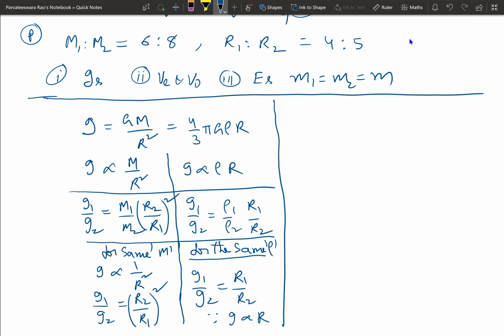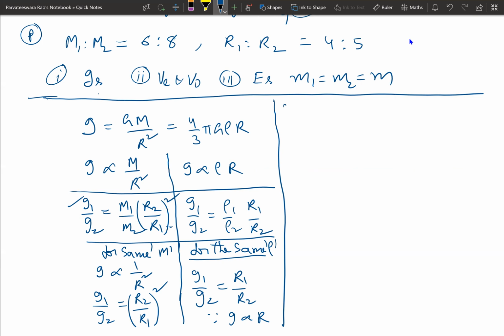Can you do the ratio of accelerations due to gravity? You should use this formula. Because you are given masses and radii ratio, you have to use the first formula, correct?